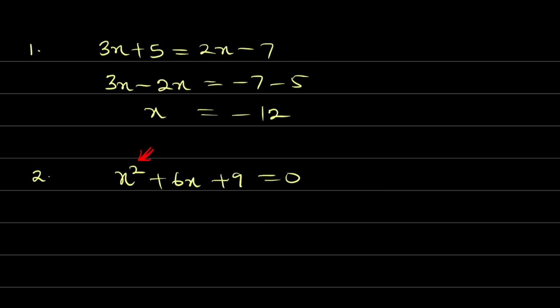So to begin, we need to find the product of the coefficient here, which happens to be 1, and this constant term, which happens to be 9. So that product is simply 1 times 9.